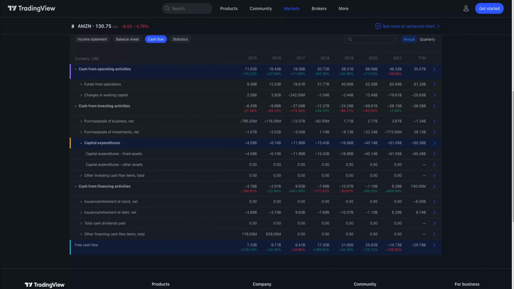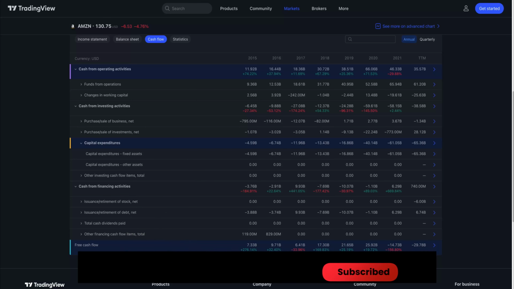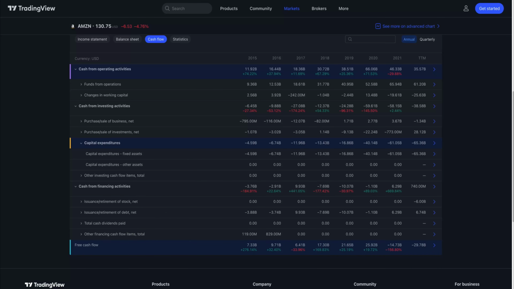Now that we analyzed all the categories and subcategories of a cash flow statement, and we know what each one of them represents, let's talk about the key things that you want to see in them. First, the cash from operating activities. Over the years, we want to see that number growing. This shows that the company's operations over the years generate more cash, which means their business is growing. In the case of Amazon, that happened with the exception of 2021.